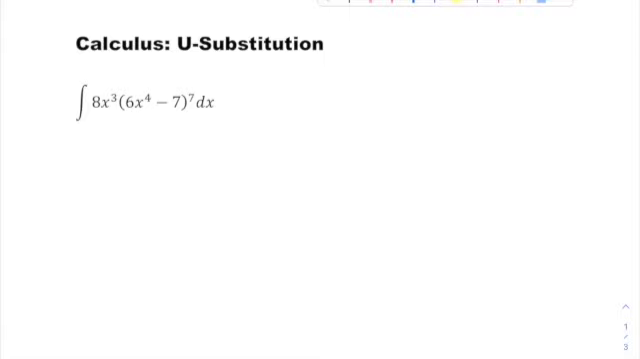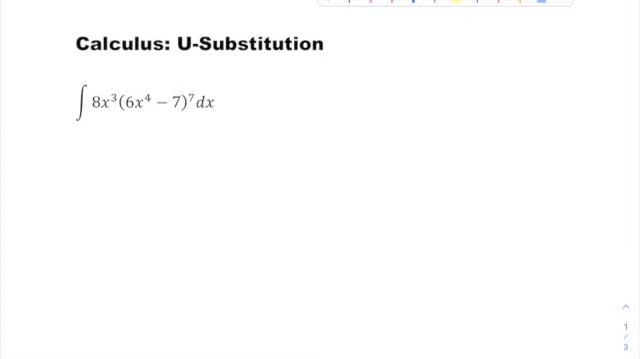We're trying to integrate 8x cubed times 6x to the fourth minus 7 to the 7th power. And I certainly don't want to expand that to the 7th power just so I can use the power rule on this. So a useful tip for U-substitution is we're going to let something be represented by U. It's just a letter, by the way. It could be any letter, but it tends to be U.